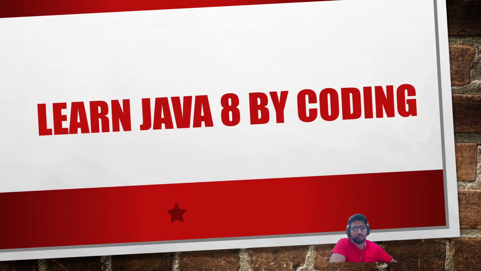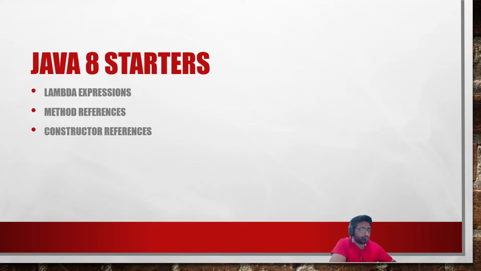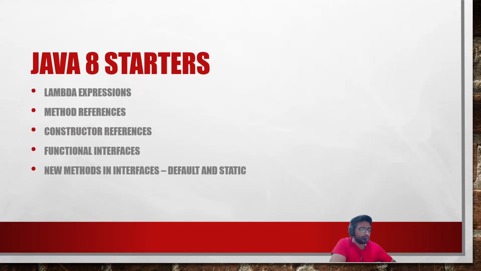Hey guys, in this course we will see Java 8 and its features by coding example. So let me show you quickly what I'm going to cover in this course. First we will start our course with the Java 8 starters, like lambda expressions, then method references, constructor references, what is functional interfaces, and there are new methods in the interfaces like default and static methods. So we will cover those also.